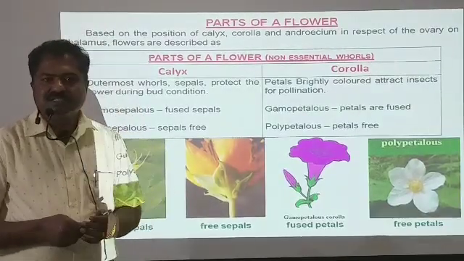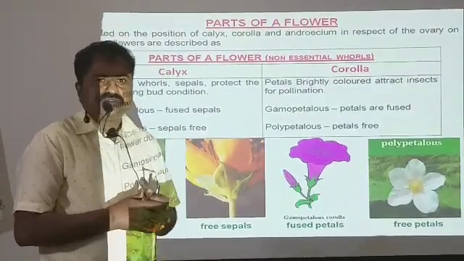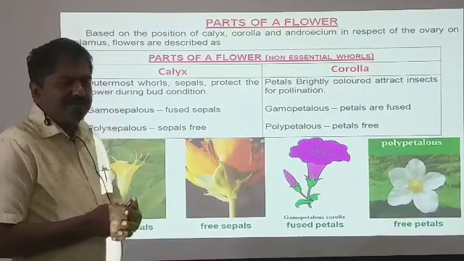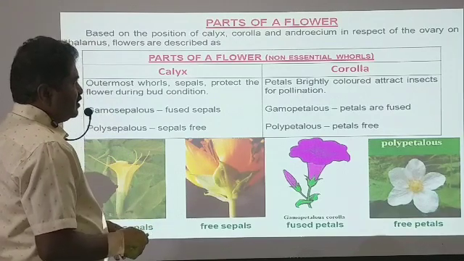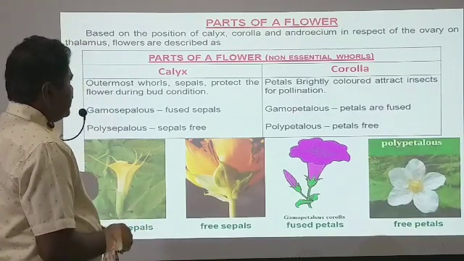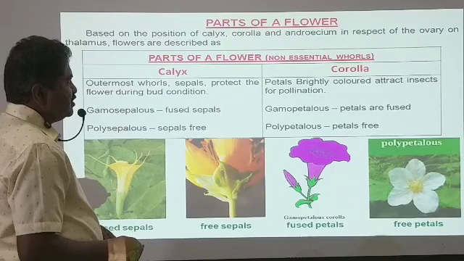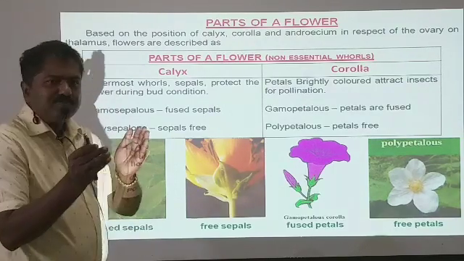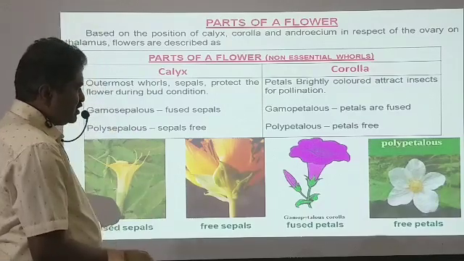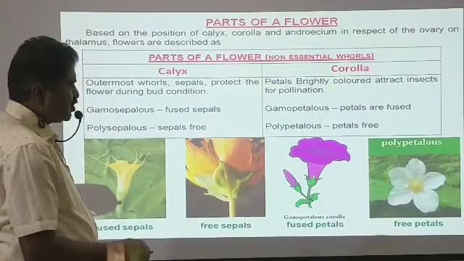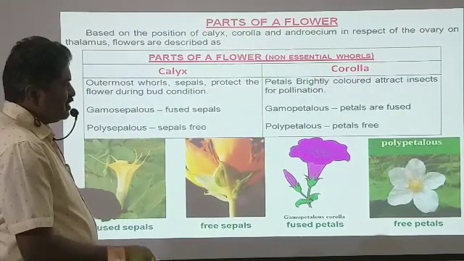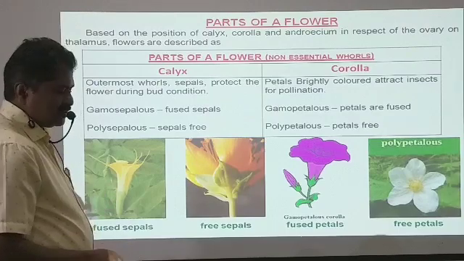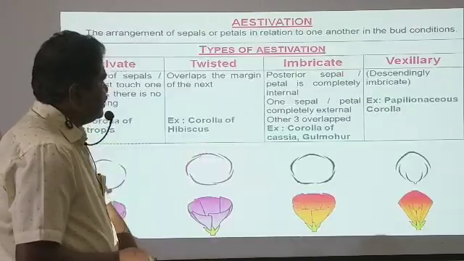So why is the corolla very brightly colored? It is to attract the insects for pollination. So here, the corolla can be gamopetalous or polypetalous. The petals are fused petals, that is, gamo means fusion. So this is the gamopetalous corolla, and this is the polypetalous corolla, that is, the petals are free in nature.